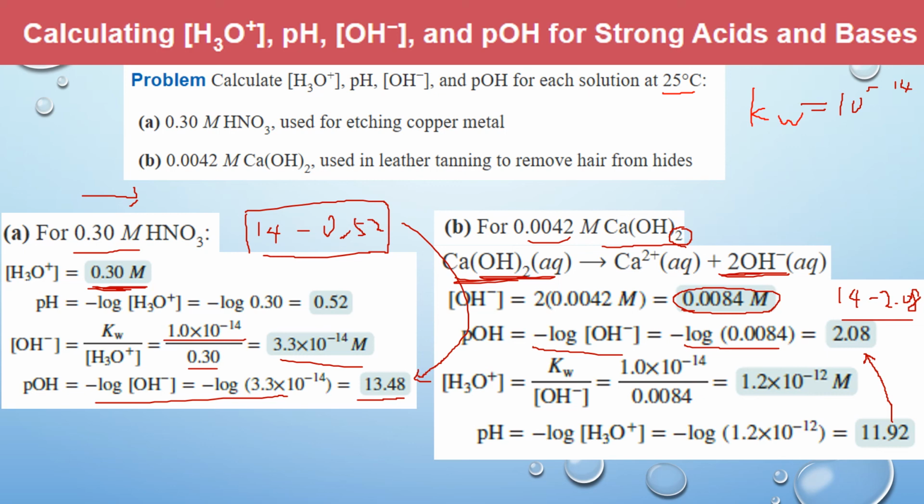If we know the hydroxide concentration here, we can also calculate the proton concentration, which is equal to Kw divided by the hydroxide concentration. After you get the proton concentration, you can also take the negative log of it and get the pH. That will be the same result as here.